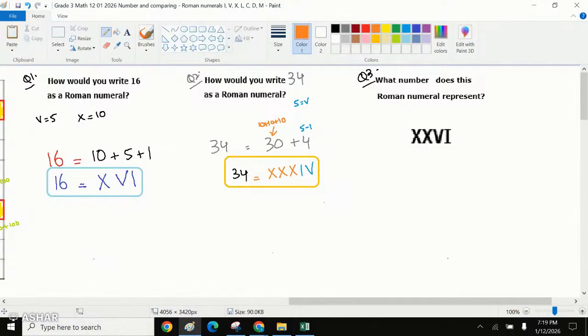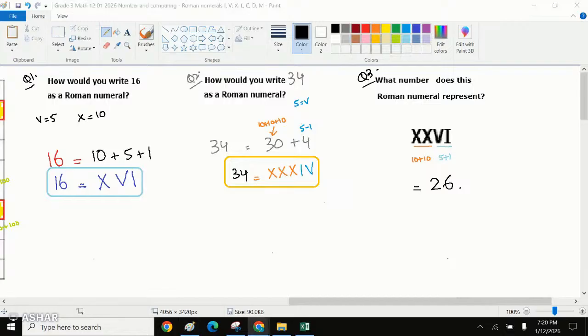That means the first two parts refer to 10 plus 10. Agreed? And the last part would be 5 plus 1. Thank you so much. And the correct answer is 26. Thank you for the answer. Because we know that 26 would be 20 plus VI, right? Thank you.